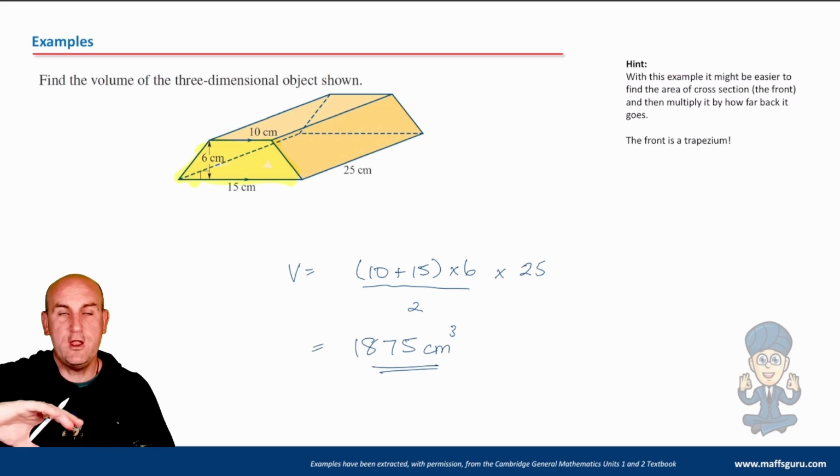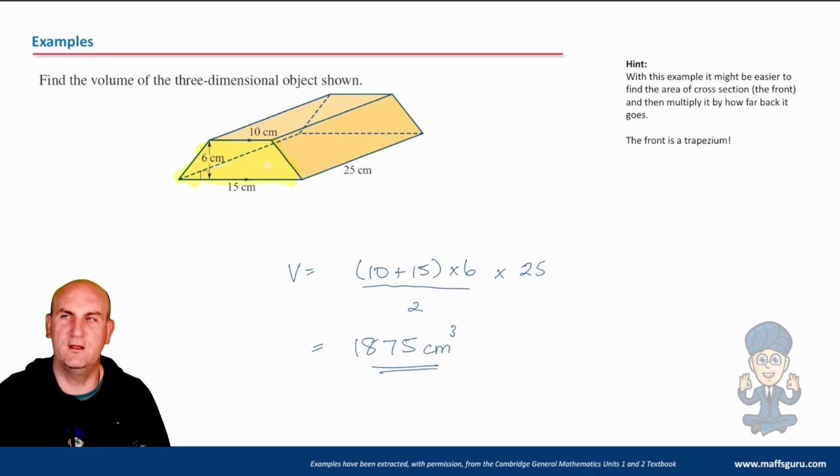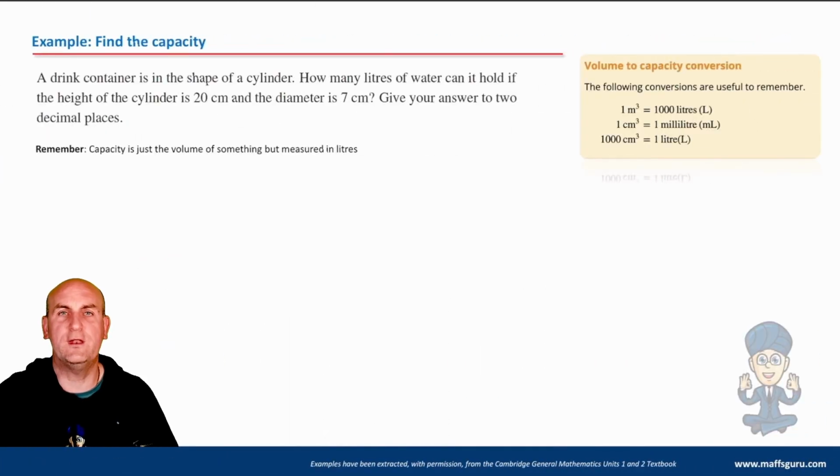And again, it's about knowing the areas of your common shapes, like your triangles, your circles, your trapeziums, your quadrilaterals, all these type of things. Now we're going to do find the capacity. And if we go back to the start of the video, what did we say about the capacity? It's just the volume that we convert into liters.